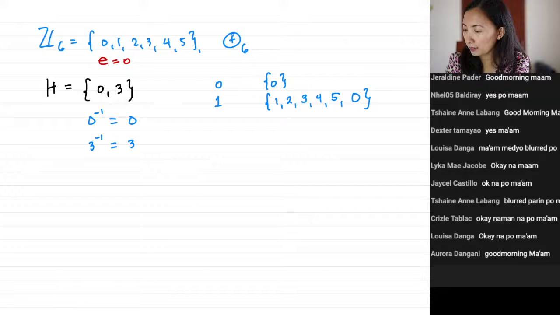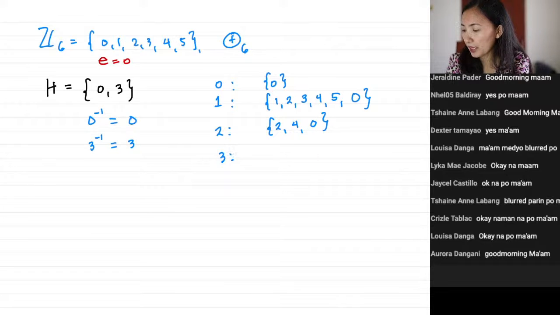Okay? How about for 2? Okay, si 2 naman. For 2, continuously add 2 to itself. We begin with 2. 2 plus 2 modulo 6 is 4. 2 plus 2 plus 2, 6 modulo 6 is 0. Okay, so we stop here. Because if I continue, 2 plus 2 plus 2 plus 2 plus 2, that's 8. 8 modulo 6 is 2. We get back to the first element in our list, which is 2. So I will close the set now. Okay? So that's it.